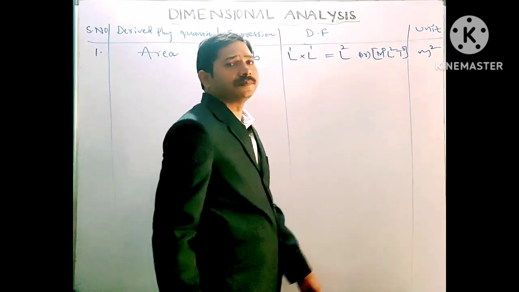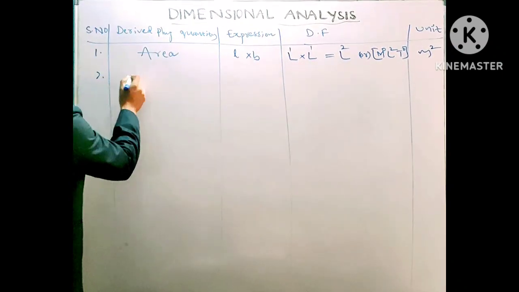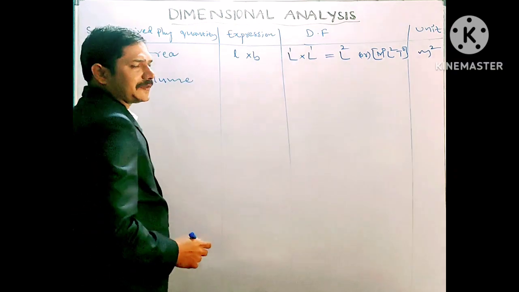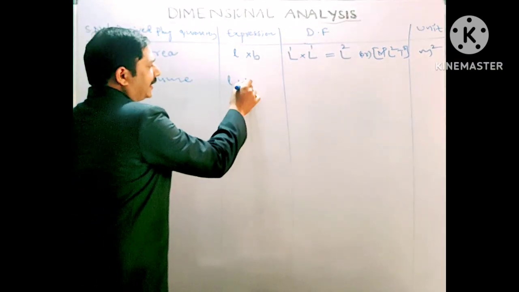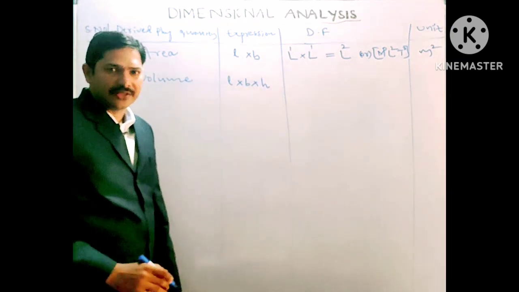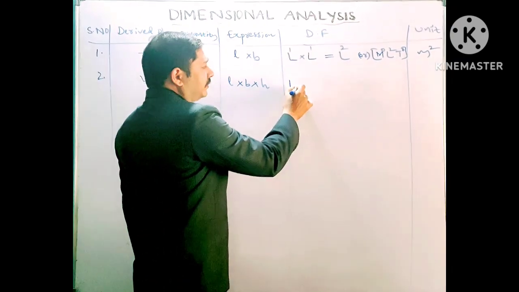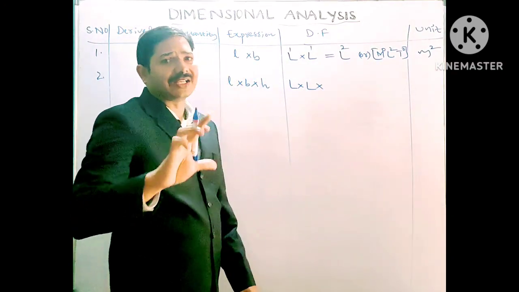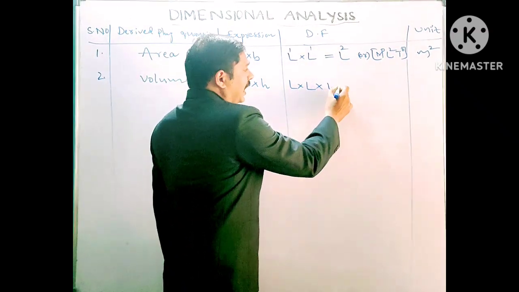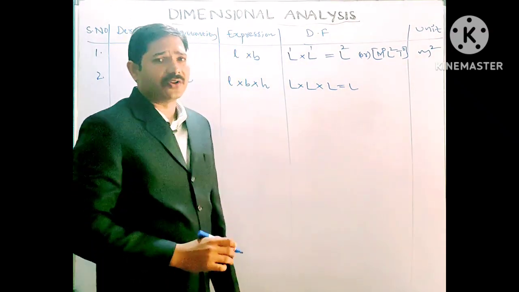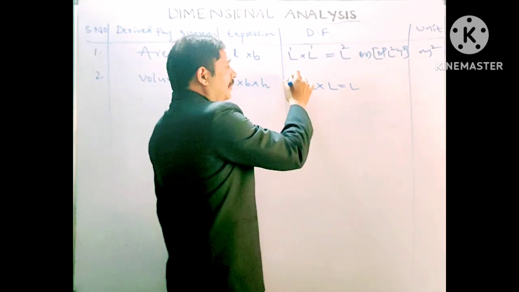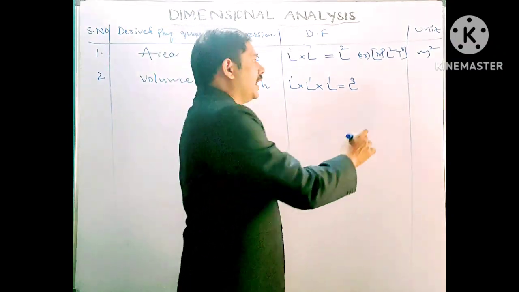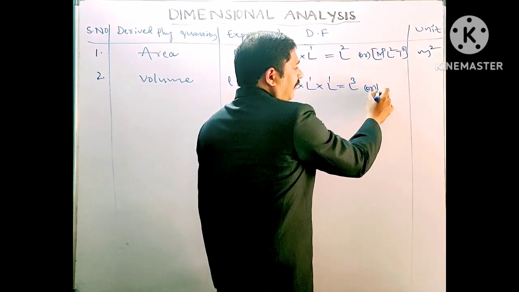Next, volume. The volume expression we know is length into breadth into height. Length dimension formula is L, breadth is L, and the height is also L only. L into L into L. Bases are equal, so powers should be added: 1 plus 1 plus 1, total 3. L power of 3. L cube is the dimensional formula of volume.